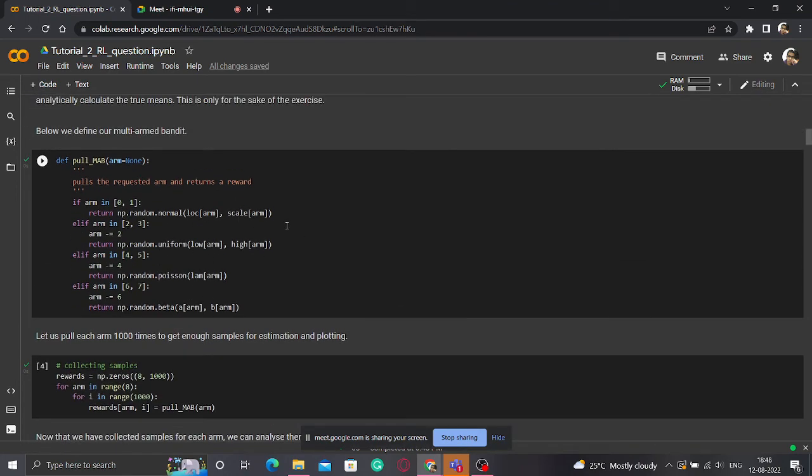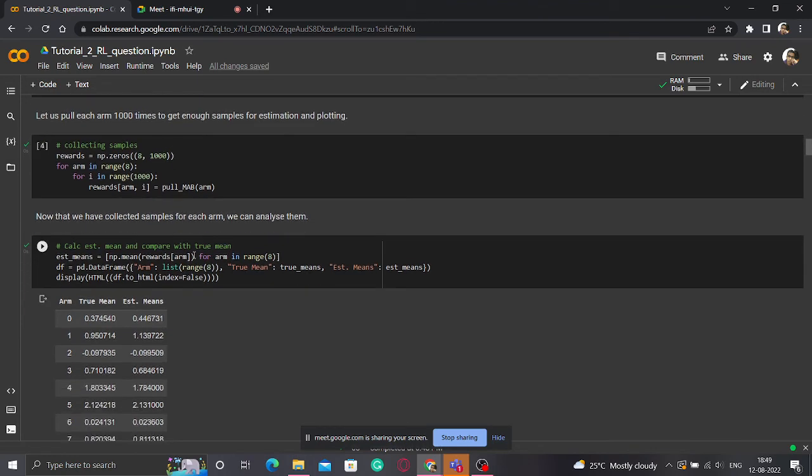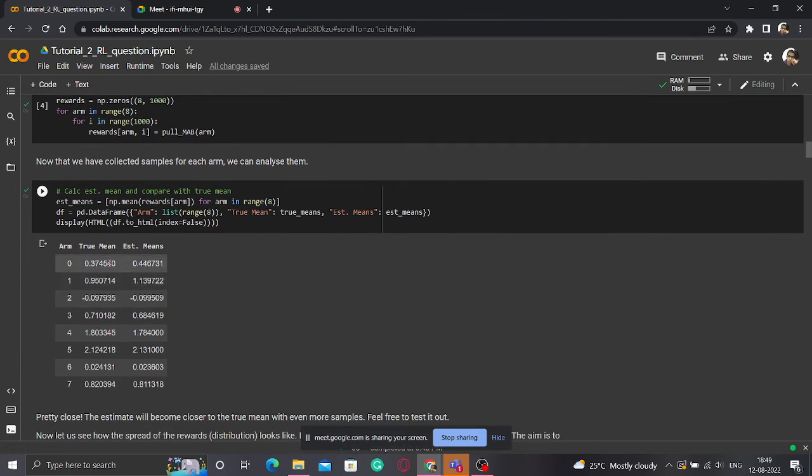And then I'm defining a function which says that if I pull an arm, I get a reward from the distribution. Then I'm pulling each arm 1,000 times, so I get 1,000 sample rewards from each arm from that distribution, which I don't know. I take the sample average. Since I know where I'm sampling from, I know the true mean, and since I've sampled 1,000 times, I calculate the estimated mean. As you see, they're close to each other, true mean and estimated mean.